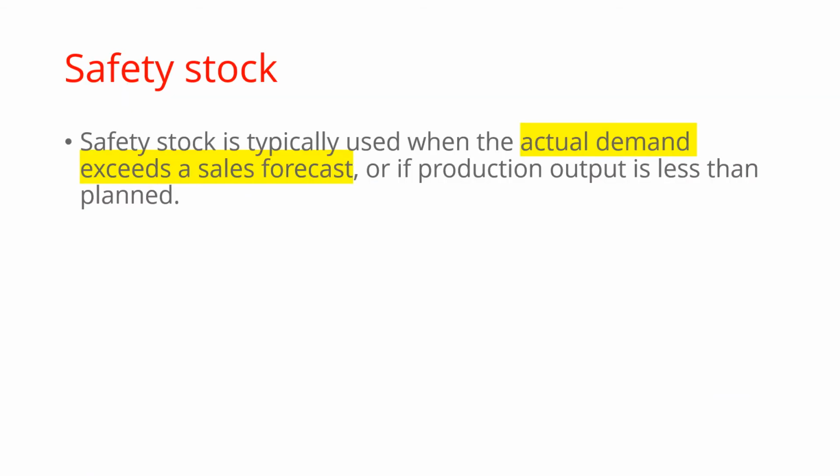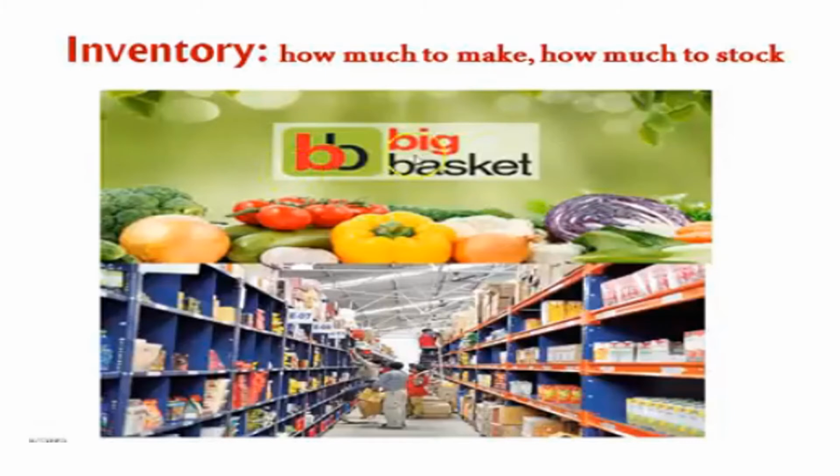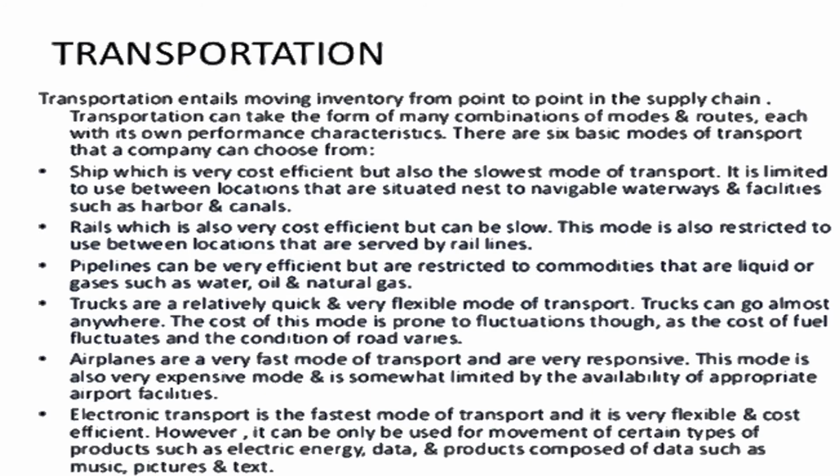So safety stock is typically used when the actual demand exceeds the sales forecast, or if production output is less than the planned product. One of the best examples of maintaining very good inventory is Big Basket. Big Basket maintains inventory of how much to make and how much to stock, and it maintains very good forecasting.